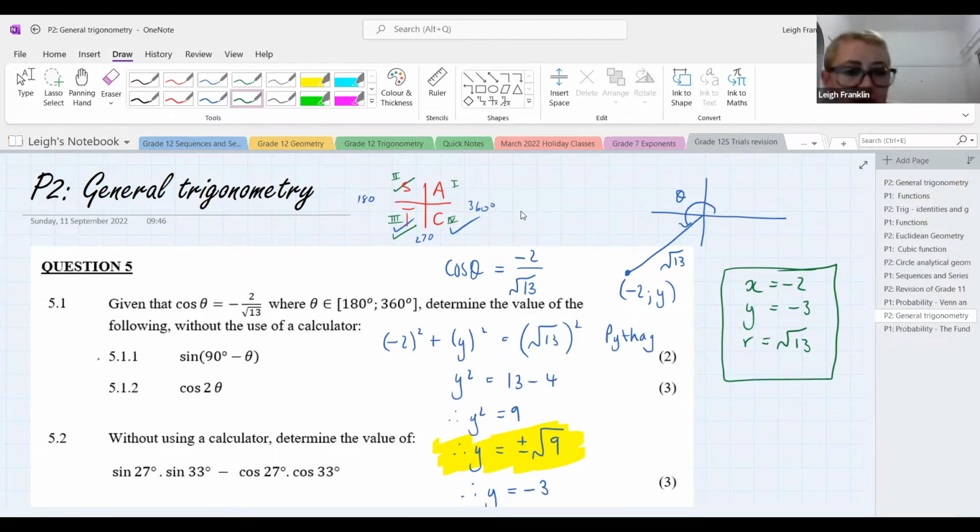Can you see, guys, there's a whole lot of graph work that we've needed to do before we can actually get to the answer. Maybe not for 5.1.1, but certainly for 5.1.2. So 5.1.1, what are we going to do with sine 90 minus theta?